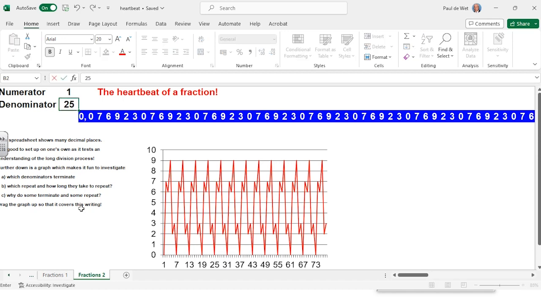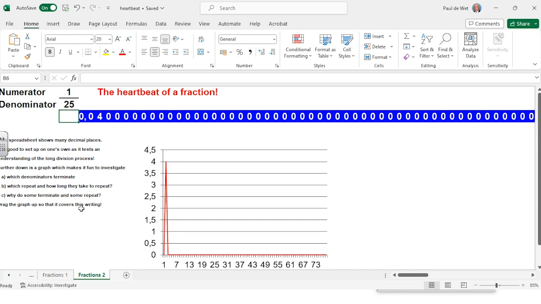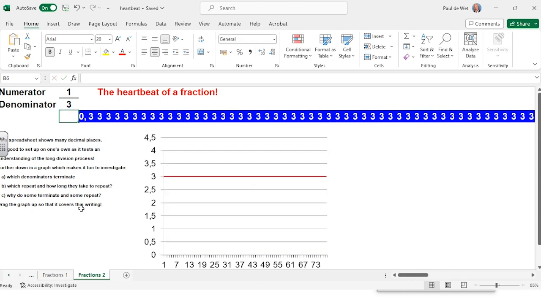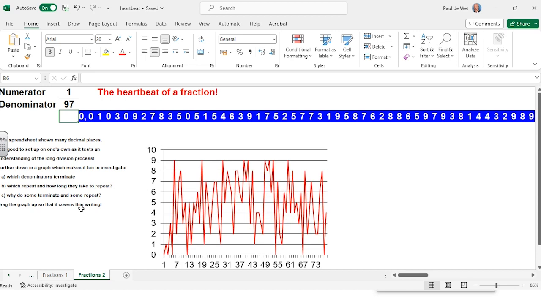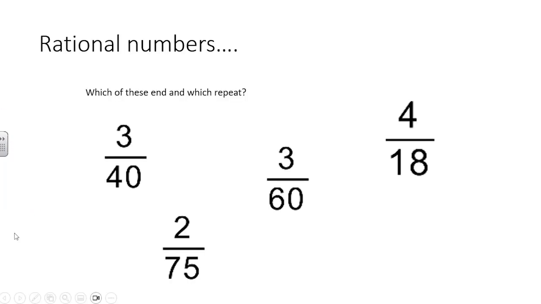So if we typed in something like a 25th, we'll see that it terminates at 0.04, whereas something like a third repeats. So some rational numbers repeat and some terminate, and the interesting thing is which is which. Another interesting thing is how long a sequence of repeating we can achieve. So this is 1/97, and I believe I'm right in saying that it hasn't repeated yet, but it will repeat if we just extend the capability of this formula here.